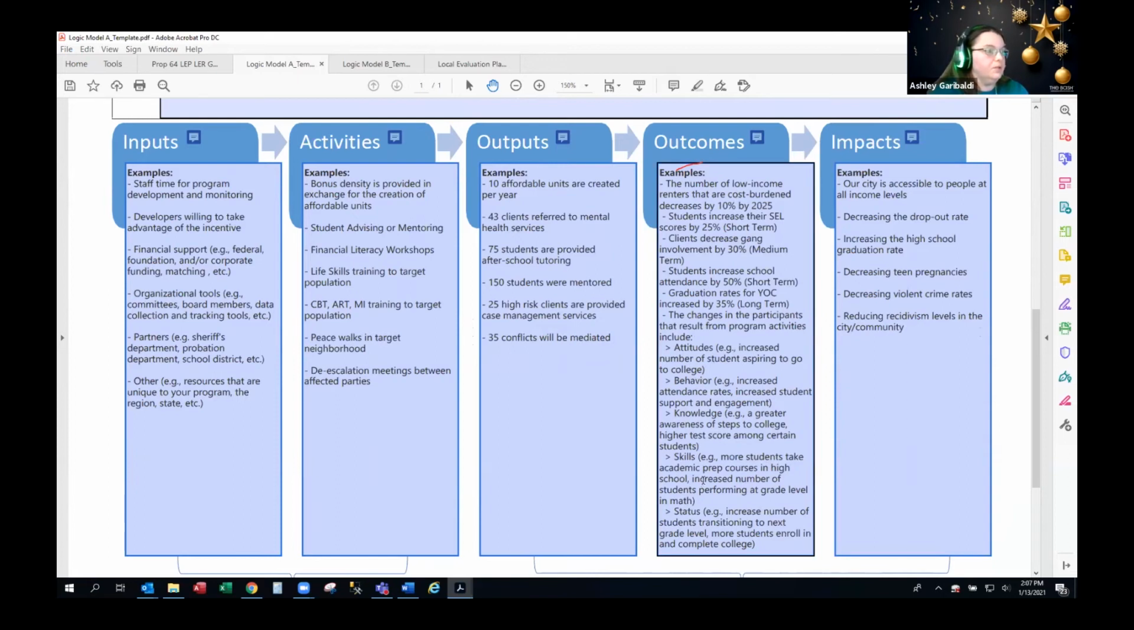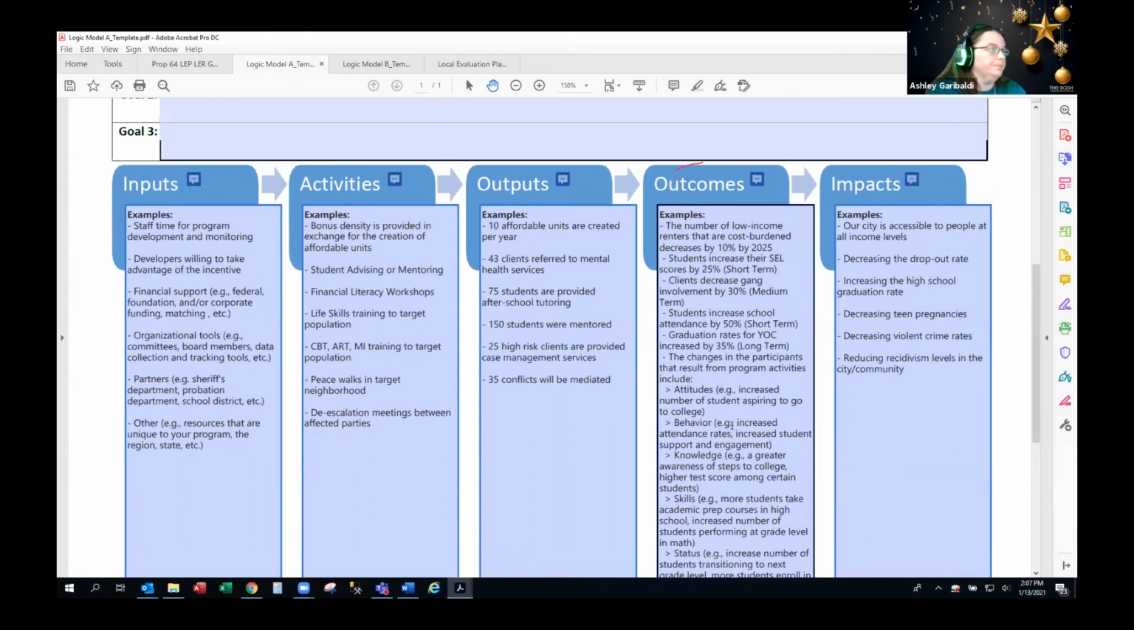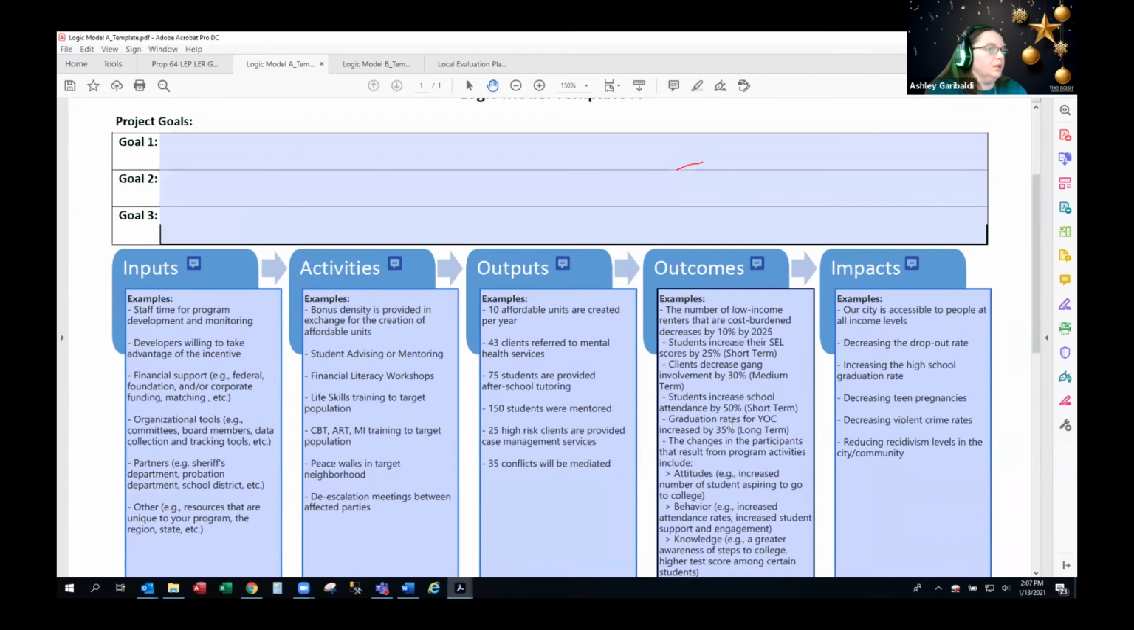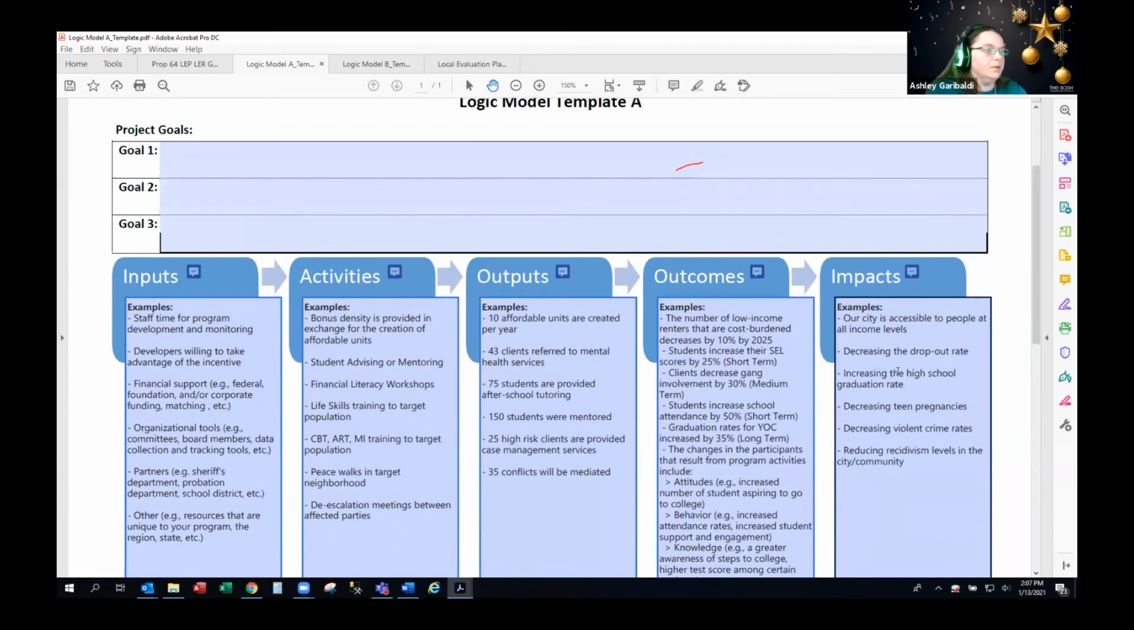If you do happen to use this, it's not a requirement. It's if you don't have a template of your own. But if you do have a template of your own, as long as it hits all of these columns, then please use that, whatever you're more comfortable with. And of course, you can just delete these two. Once you're ready to fill it out, you can just delete those and fill out your own information.